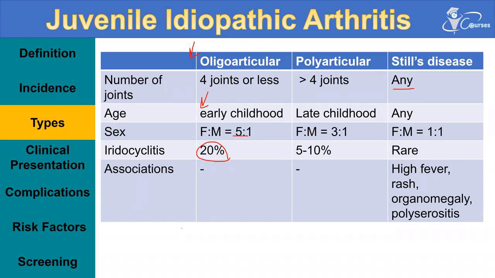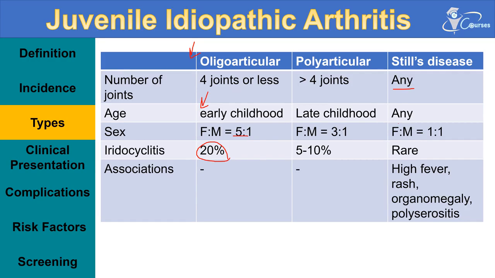Those will be at highest risk of developing uveitis, and they will have no systemic associations. Regarding the polyarticular, only 5 to 10% of patients will present with uveitis. So the polyarticular will have a lower incidence of uveitis than the oligoarticular. Still's disease, luckily, is the rarest to have uveitis. But on the other hand, they will have systemic associations, including the high fever, rash, organomegaly, and the polyserositis or inflammation of the serous sacs.